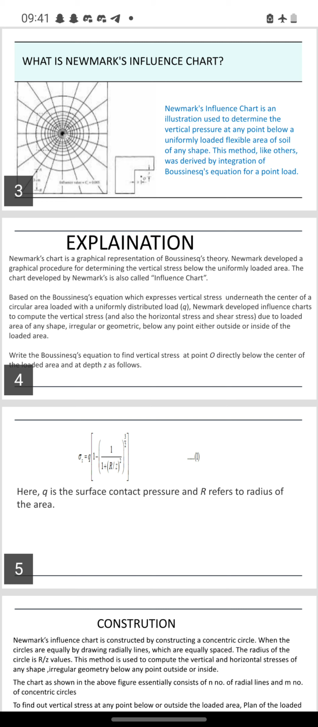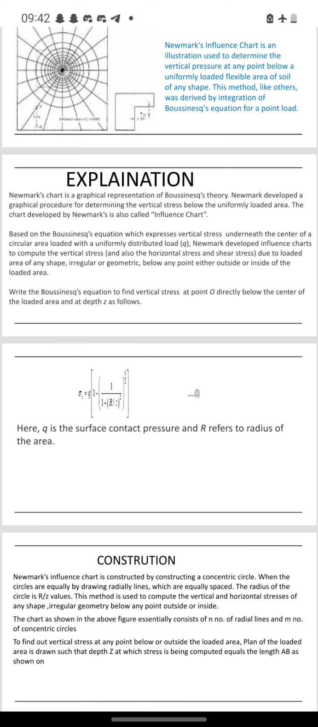It is based on the Boussinesq equation, which expresses vertical stress underneath the center of a circular area loaded with a uniformly distributed load. Newmark developed influence charts to compute the vertical stress, as well as the horizontal stress and shear stress, due to a loaded area of any shape, irregular or geometric, below any point either outside or inside of the loaded area.